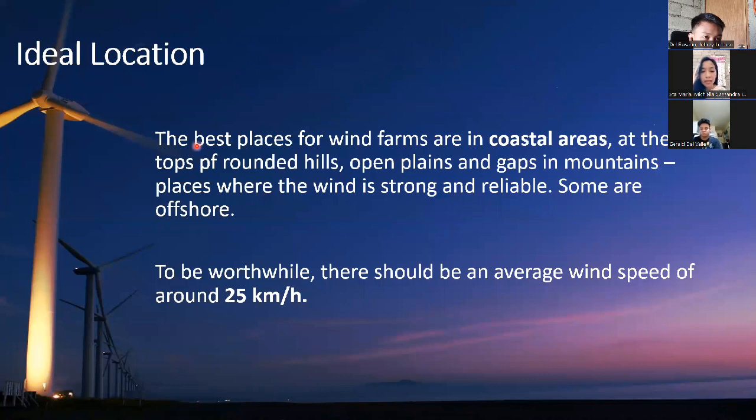Ideal location. The best places for wind farms are in coastal areas, at the top of mountain hills, open plains, and gaps in mountains, places where the wind is strong and reliable. Some are offshore. Worldwide, there should be an average wind speed of over 25 kilometers per hour. So, yung ideal location niya is dapat doon sa mga malalawak and malapit sa mga puno para mas maraming nasasagap na hangin, and then mas maraming napoproduce na electricity.